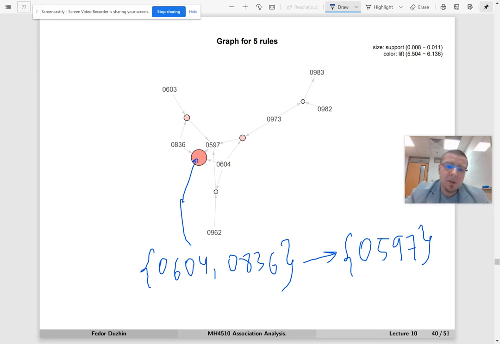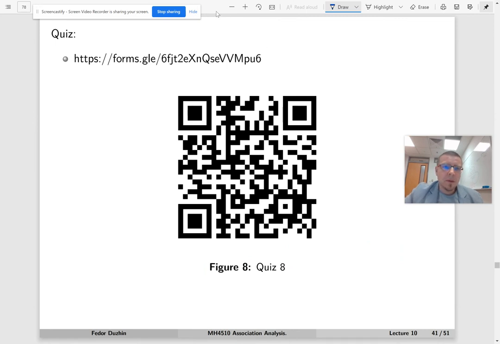Notice that there are 4 arrows incoming into 0597. This is because this item appeared in the right-hand side of 4 out of 5 rules. So this is the end of part 8.